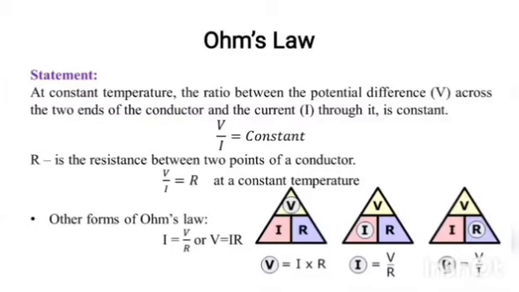And we can frame other forms of Ohm's law by using V by I equal to R. Those are I equal to V by R or V equal to I into R. These two forms of formulas we can frame by using Ohm's law. This all works only at a constant temperature.